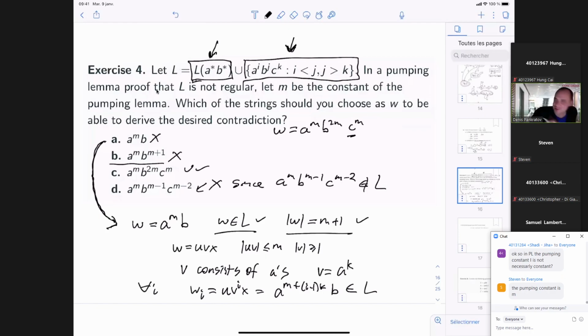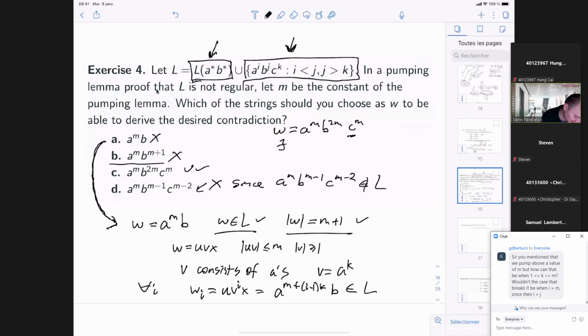Yeah, so I'm explaining it towards that. So there is some decomposition, UVX, or did we use X, Y, Z? Doesn't matter which one you use. So your W is equal to X, Y, Z. Size of XY is at most M, and size of Y is at least 1, right? So your Y consists of some number of A's, where K is at least 1. So now choose the I to be, for instance, M plus 2.